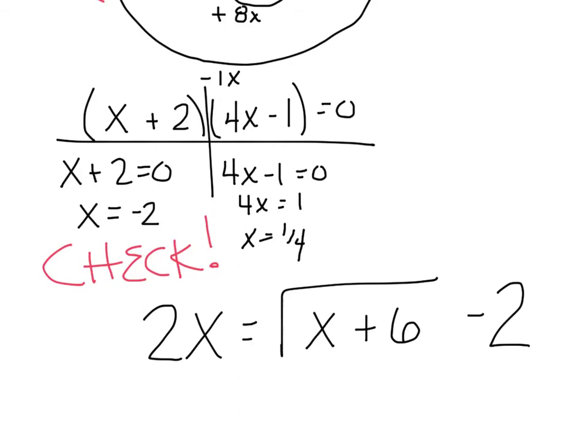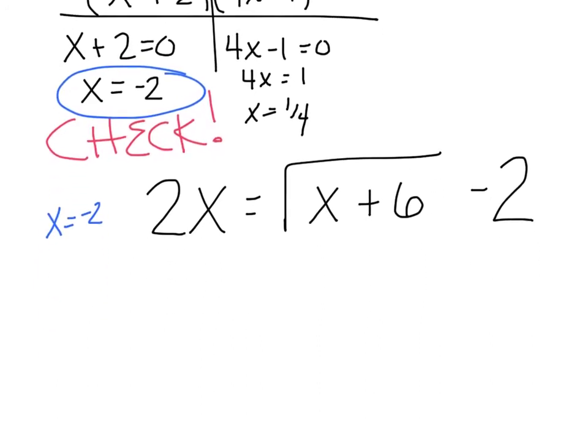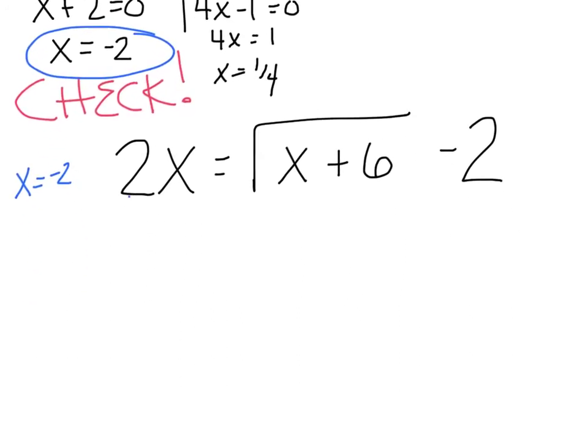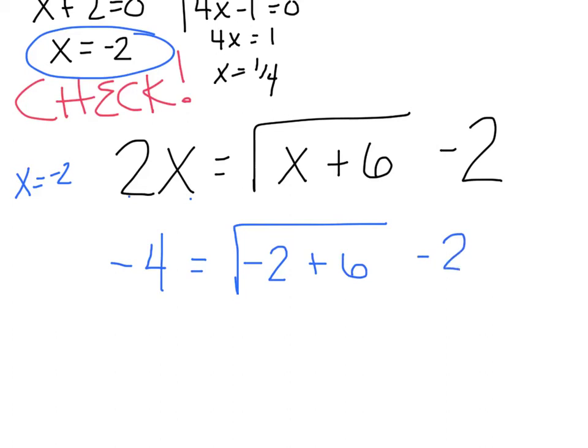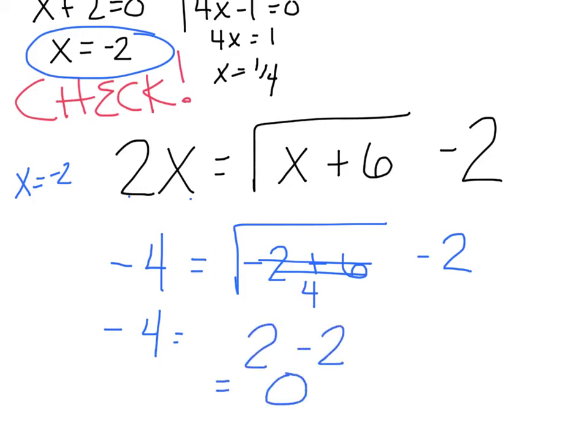Okay, so again, I am checking in here. I'm going to start with negative 2. I'm going to let x equal negative 2, and I'm going to carefully plug this in. So 2 times negative 2 is negative 4. I get negative 2 plus 6 minus 2. Negative 2 plus 6 is 4. The square root of 4 is 2, and 2 minus 2 is 0. Does that check? Well, I would say no. Therefore, I have to kill negative 2 as an answer.